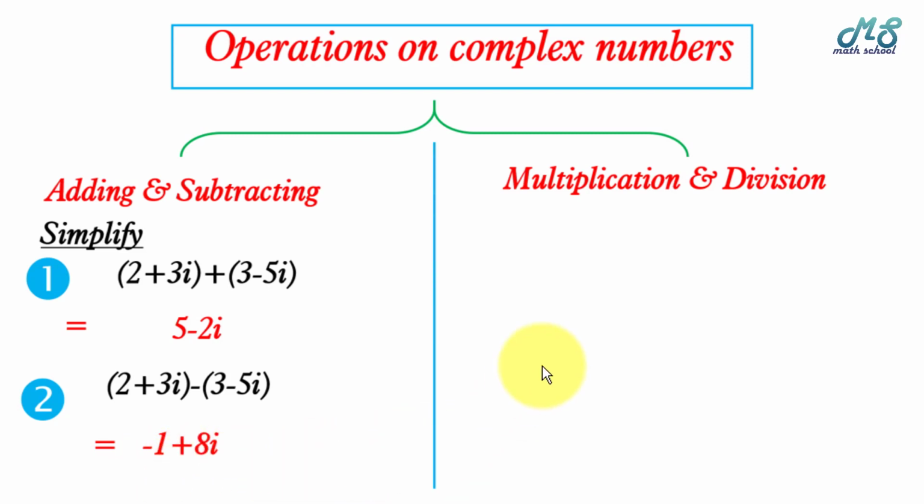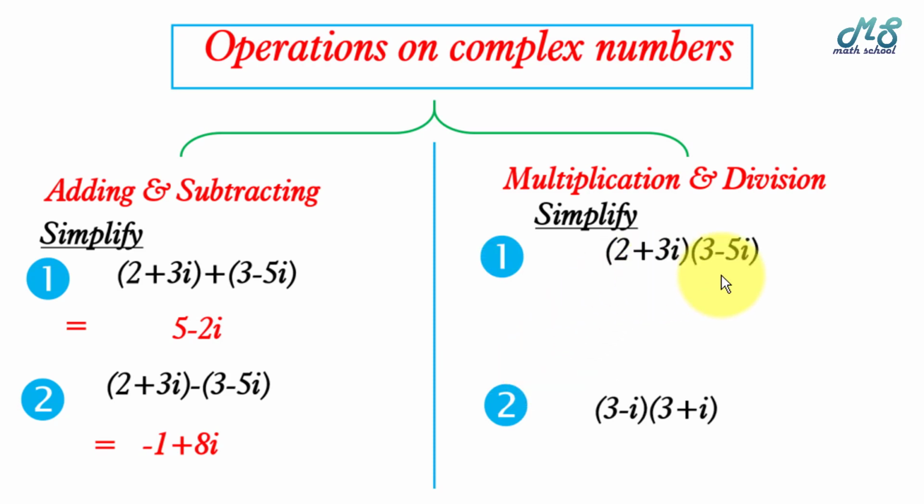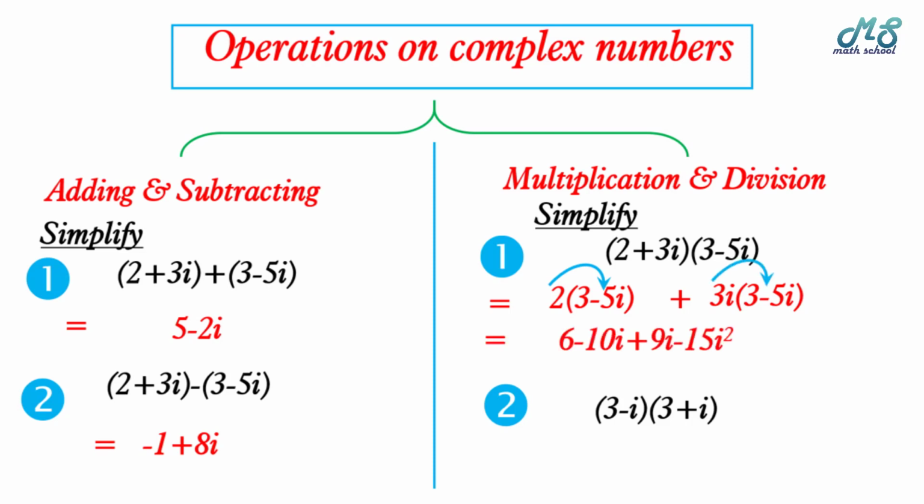But in multiplication, how can we find 2 plus 3i times 3 minus 5i? By using the distribution property, guys. We get 2 times 3 minus 5i plus 3i times 3 minus 5i. We will use the distribution property again. 2 times 3 equals 6. 2 times negative 5i will be negative 10i. Plus 3i times 3 equals 9i, minus, guys, 3i times 5i equals 15 times i squared, don't forget. But the value of i squared equals negative 1. Now we can substitute: negative 1 times negative 15 equals 15.